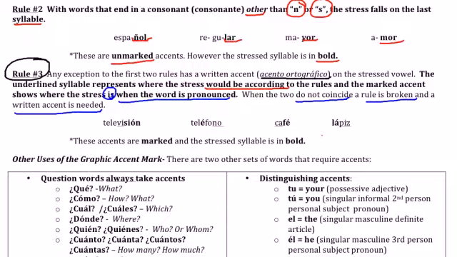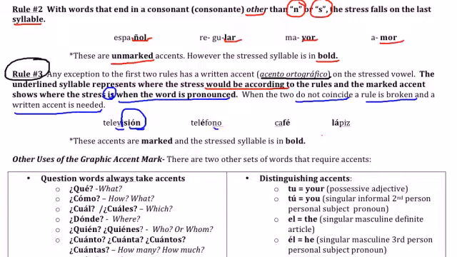So the following words break the rule: televisión, teléfono, café, lápiz. Televisión, this is where the accent is on the last syllable, but it does end in N, and therefore, because it ends in N, it should follow the second to the last syllable, but it breaks the rule and it's marked graphically at the end.